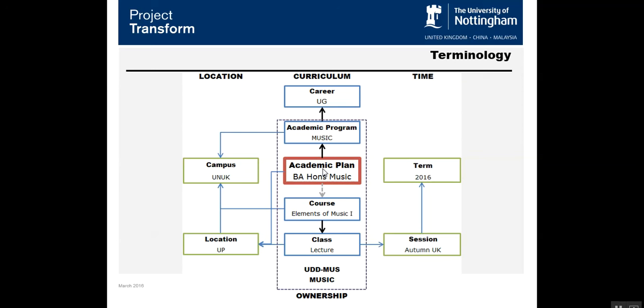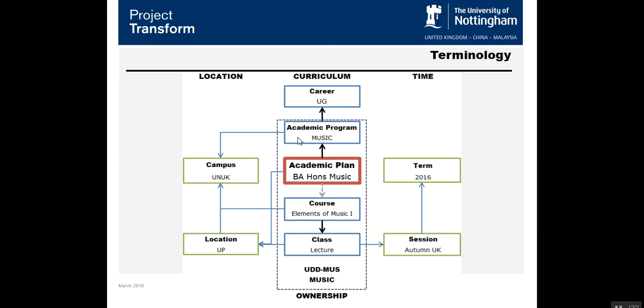Okay, so academic plan. This is the equivalent to a course in Saturn. Here we've got an example, BA Honours Music. This is the course, it's the academic plan that a student enrolls onto. It's what they apply to when they come here. It's what they study, it's the record that determines the degree they get, the length of their study, etc. So that's the academic plan.